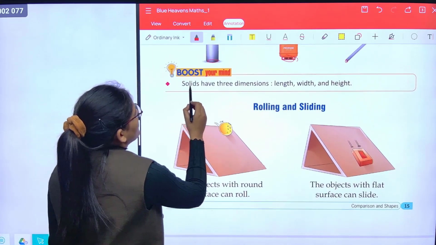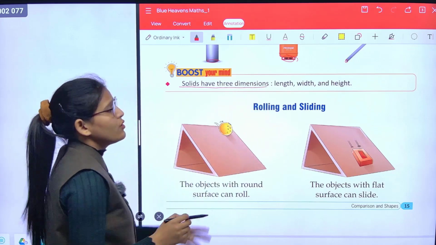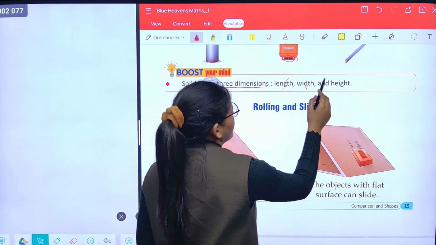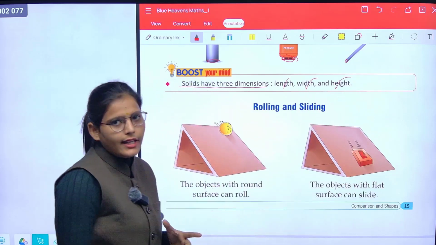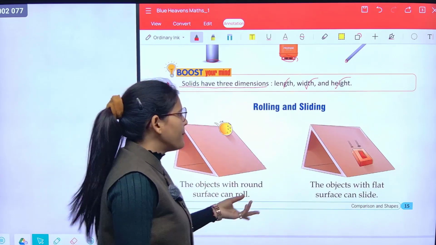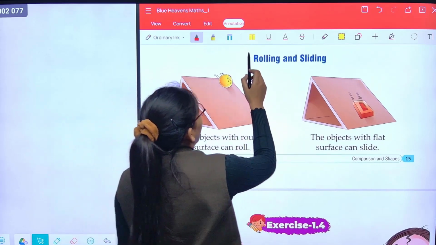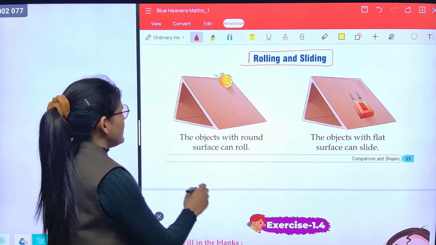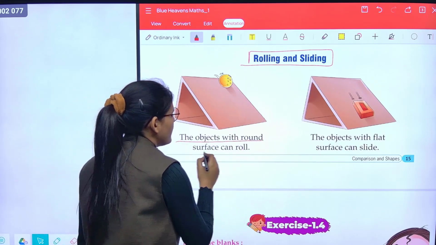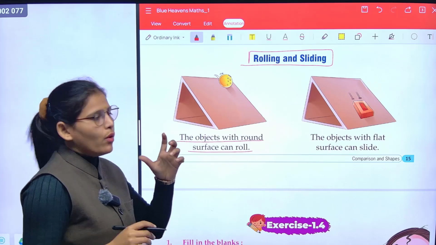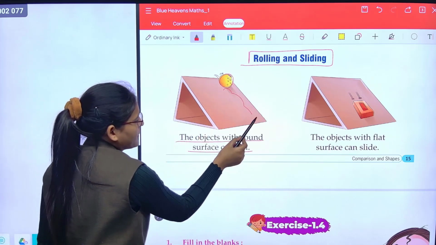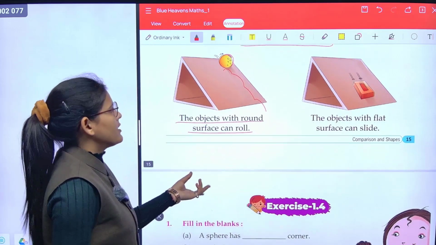Now solids have 3 dimensions. क्या solids की जो 3 dimensions होते हैं क्या क्या? Length, width and height. Now class, rolling and sliding. Class see, the object with round surface can roll. Class like ball. अब इसका जो surface है वो गोल है, तो वो क्या कर सकता है? रोल कर सकता है इसके ऊपर.